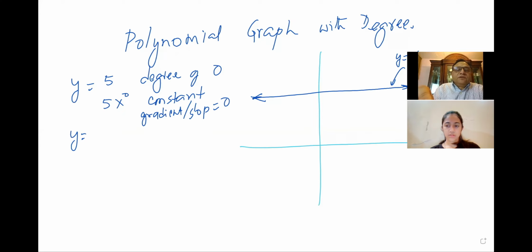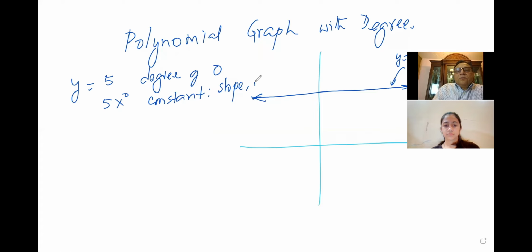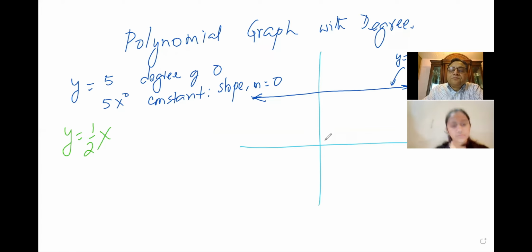Let me change the colors. We'll use different colors. So I said slope constant means slope m equals 0. Is it okay? Now, I'm writing another polynomial which is y equals half x. Now, how will it look? It is a straight line, correct? So this is the line which is y equals half x.